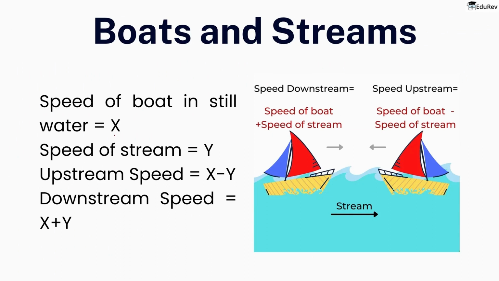If speed of boat in still water is x and speed of the stream is y, then the upstream speed of boat can be written as x minus y. Similarly, downstream speed of boat can be written as x plus y. It is to be noted that speed of boat in still water x will be greater than the speed of stream y.